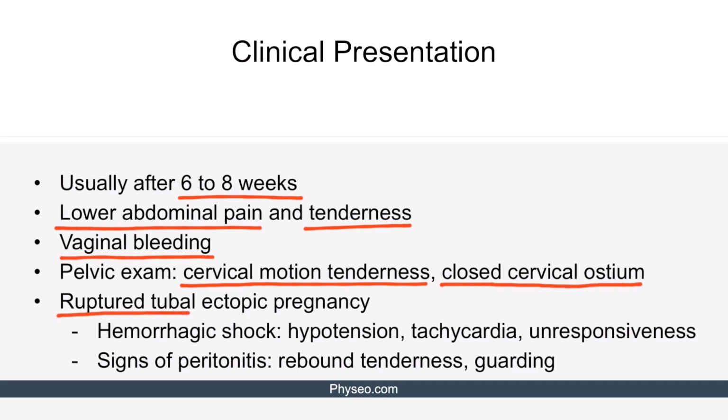When tubal ectopic pregnancy progresses, the fallopian tubes begin to expand and eventually rupture. In such cases, patients present with features of hemorrhagic shock, such as hypotension, tachycardia, and unresponsiveness. Signs of peritonitis, such as rebound tenderness and guarding, may also be seen.